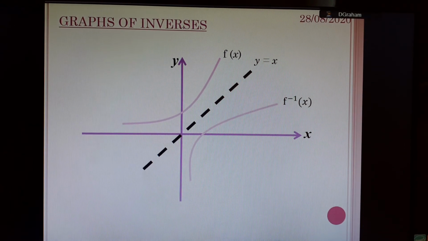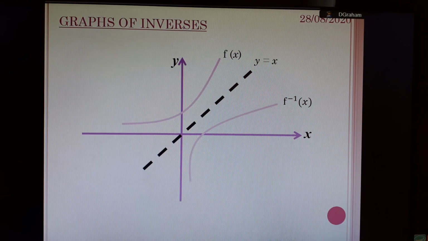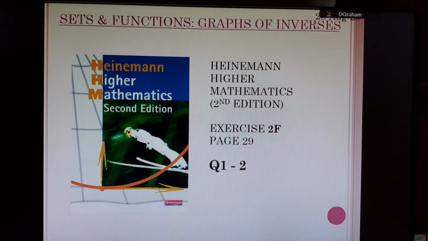And that's very simply how you draw an inverse graph. You don't even need to know what the original graph is, what type of function it is. You just have to draw an axis of symmetry and draw a symmetrical shape. So it's just symmetry that you're using for that.